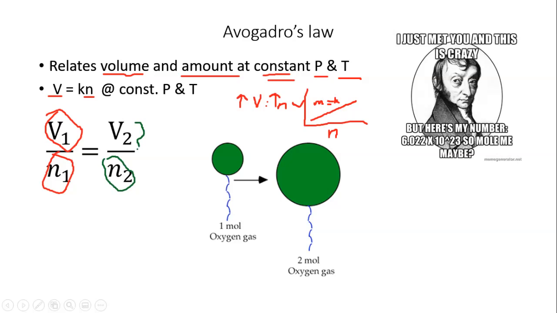Now this little cartoon over here is about Avogadro, because remember I told you, same Avogadro that Avogadro's number is named after. And so this little meme says, I just met you and this is crazy, but here's my number, 6.022 times 10 to the 23rd, so mole me maybe. That's a take on an old song that maybe you've heard before, but I kind of like it, that's why I put it in.